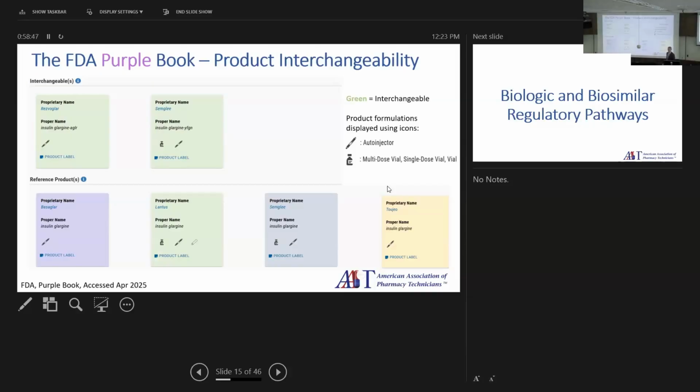I believe Enbrel is a different medicine, if I'm not mistaken. I think that's etanercept.